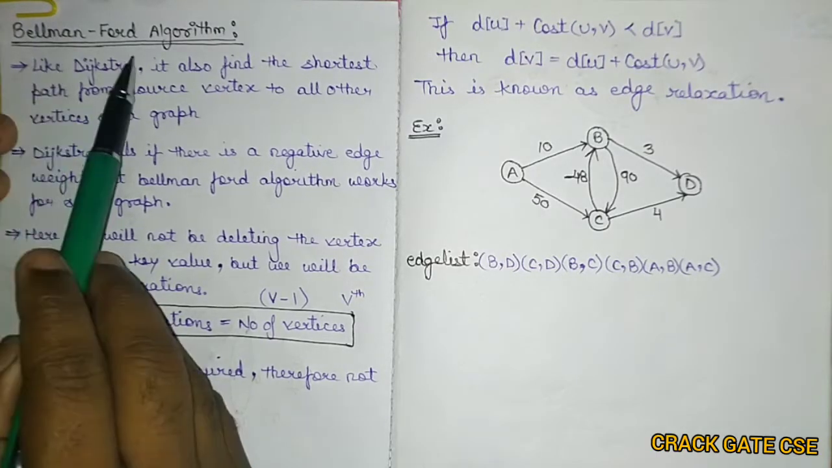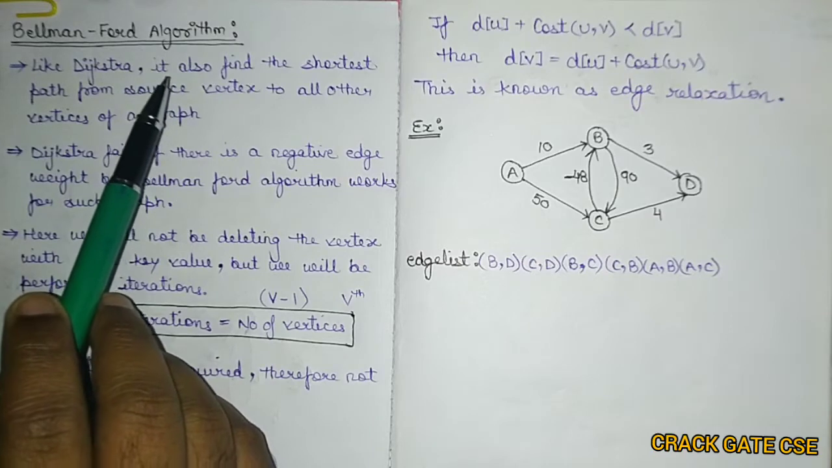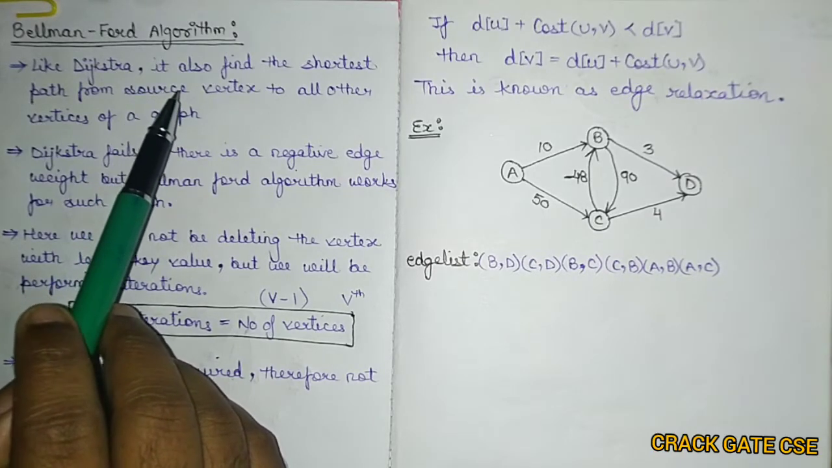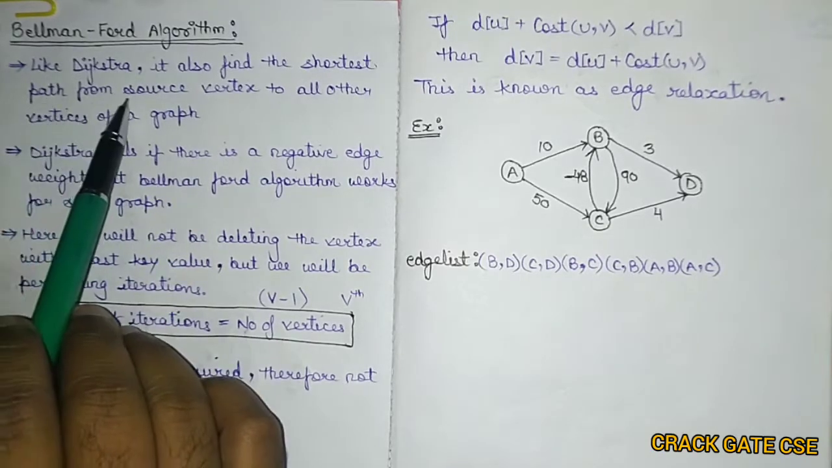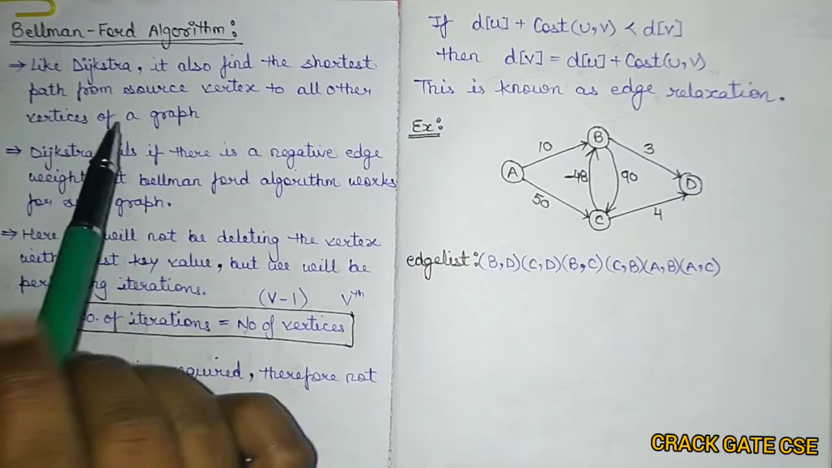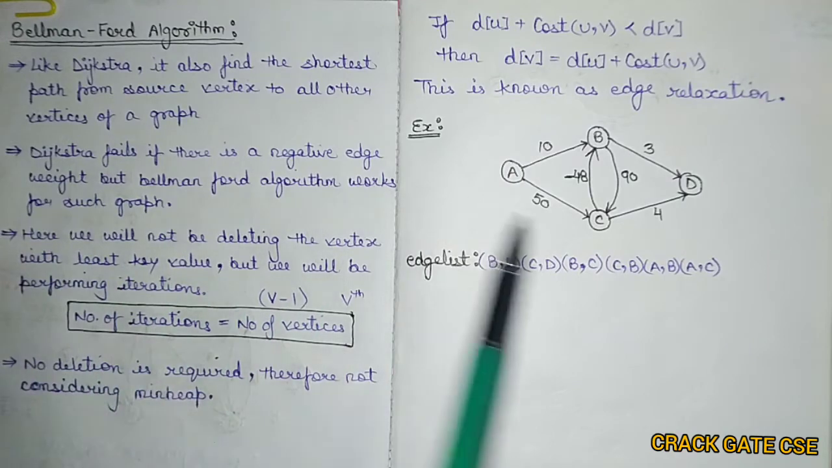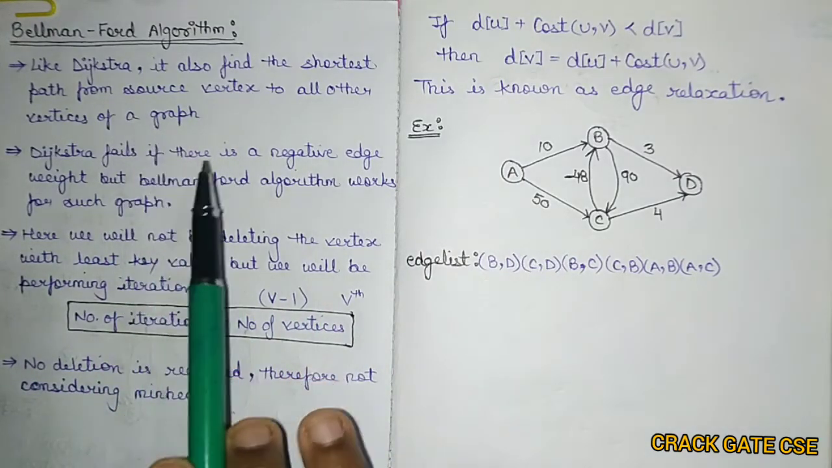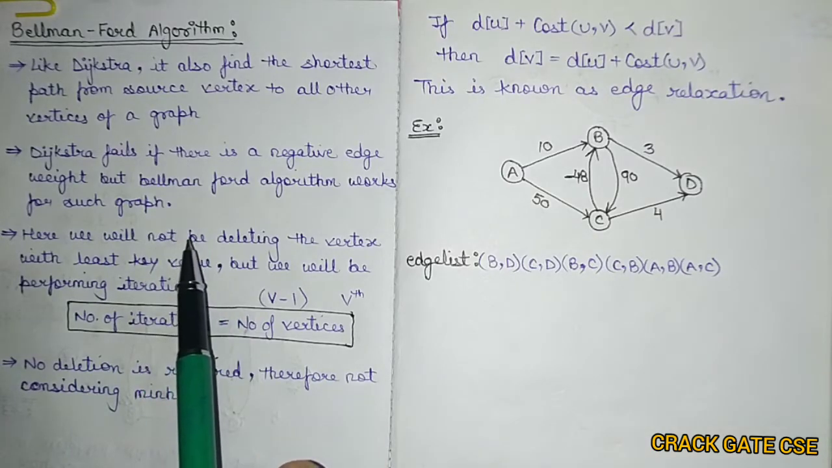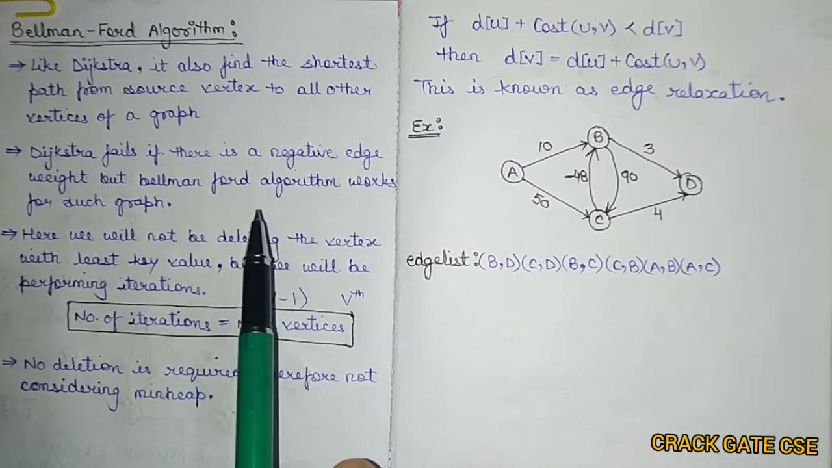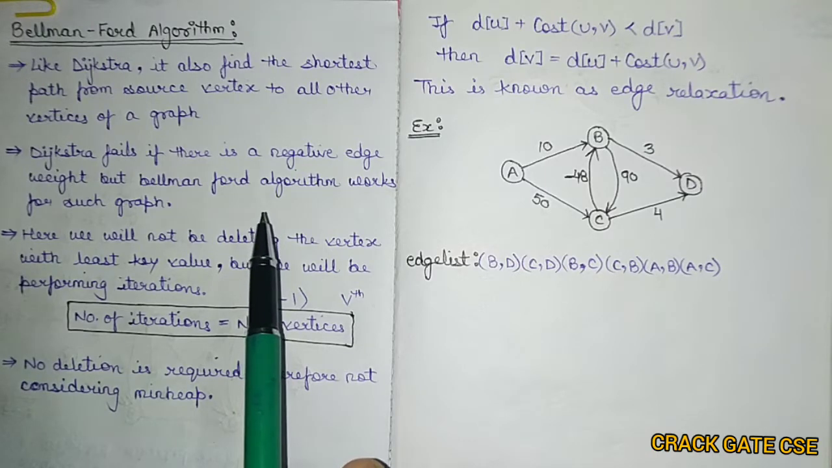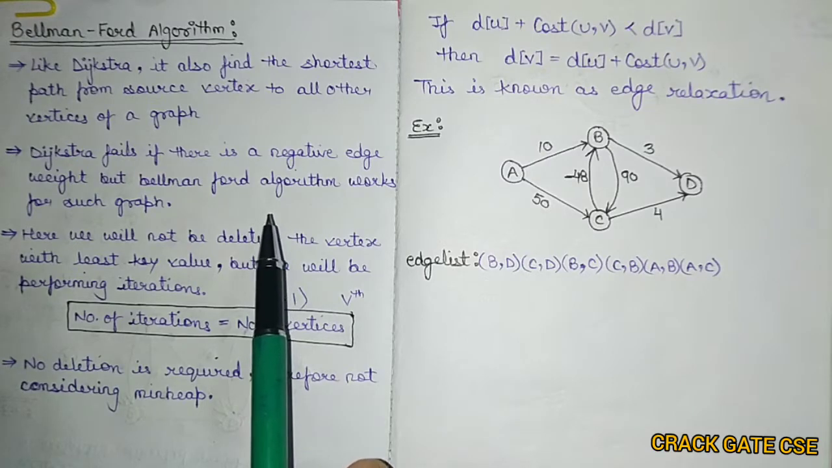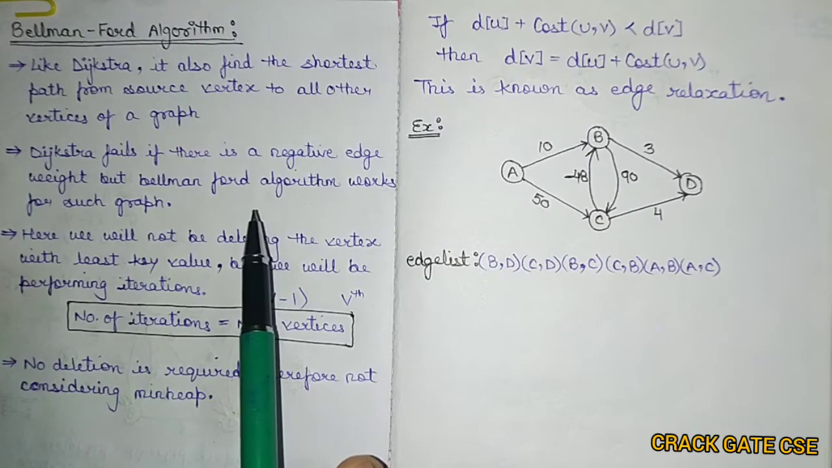So the Bellman Ford algorithm is also used to find the single source shortest path. In single source shortest path, we have to find the shortest path from the source vertex to all other vertices of a graph. Why do we come to the Bellman Ford algorithm? If there is a negative edge weight in the graph, then the Dijkstra algorithm may fail. It is not necessary that Dijkstra will fail, but if there is any negative edge in the graph, then the Dijkstra algorithm may not work for that particular graph. To overcome this problem, we came to the Bellman Ford algorithm.